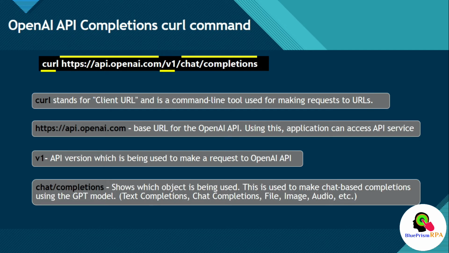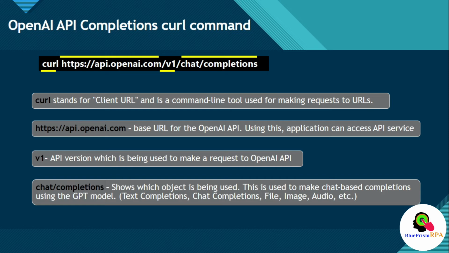Now chat/completions. What is this? This shows which object is being used. This is used to make chat based completions using the GPT model. We have a few other objects, like text completions, chat completion, file objects, image, audio, like audio transcription, something like that. We have lots of things.